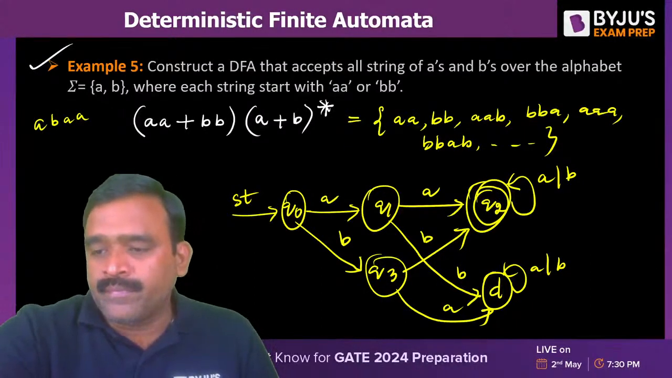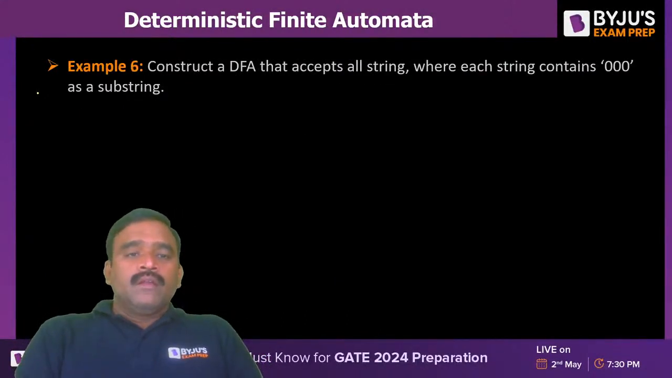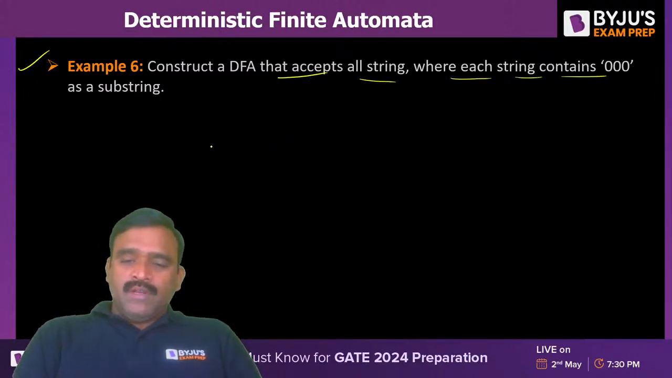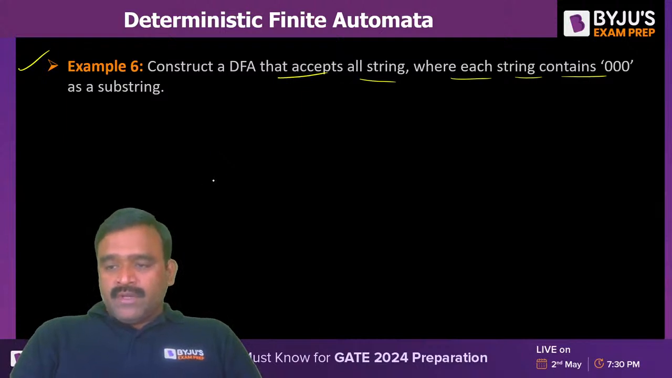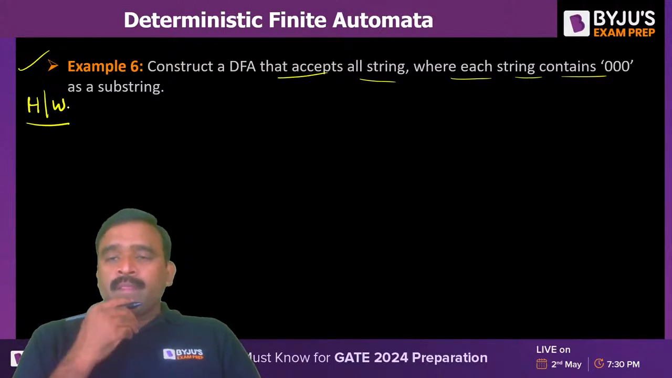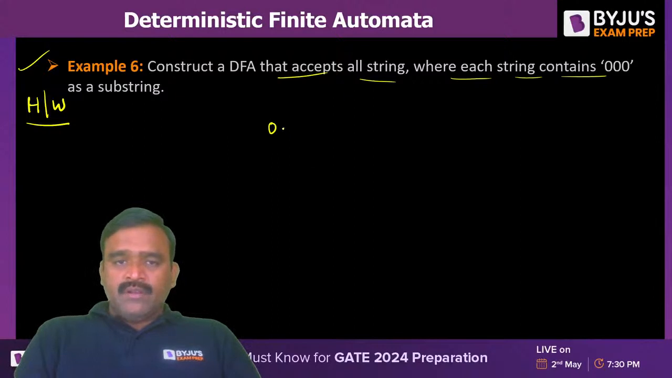Okay. Fine. Now coming to the next question. Construct a DFA that accepts all strings where each string contains 0, 0 as a substring. So I will give you a regular expression for this. I'm just giving you the DFA as homework. All of you please try to discuss the DFA in this comment box after the class is finished. For everything I will give you the regular expression, then the DFA I am leaving to you as homework. In the next class I will explain, and in the comment box also I will explain.